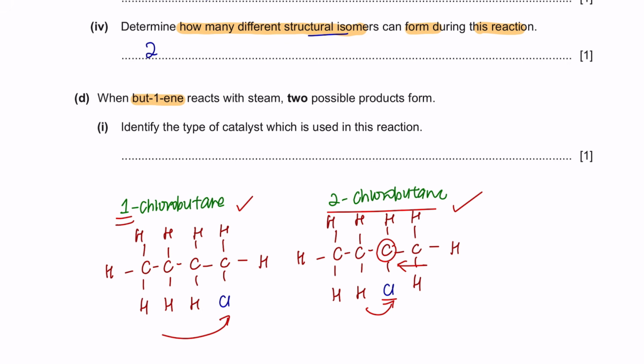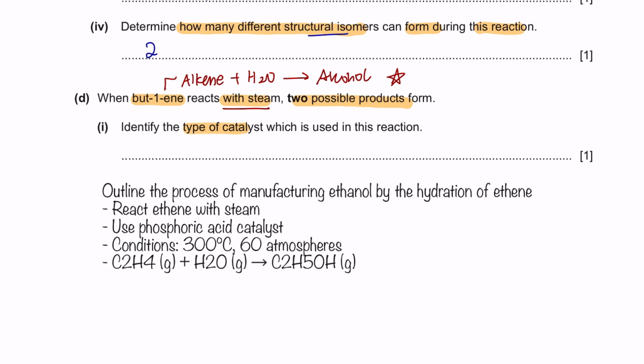Question D. When but-1-ene reacts with steam, two possible products form. Identify the type of catalyst which is used in this reaction. This here is the process of manufacturing ethanol by hydration of ethene. So the catalyst used is phosphoric acid. If you are asked for the conditions, it will be 300 degrees Celsius at 60 atmospheric pressure.